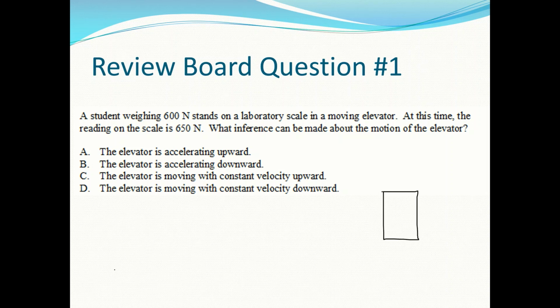So if we draw a free body diagram, we can see that the student's normal weight, which is Fg, is equal to 600 newtons. And then their apparent weight, which is Ft, is 650 newtons. So if their apparent weight is bigger than their normal weight, if we drew a little vector diagram here, that means that our net force is up. So that means that our acceleration is up, right?